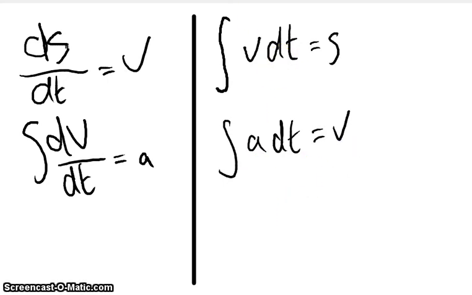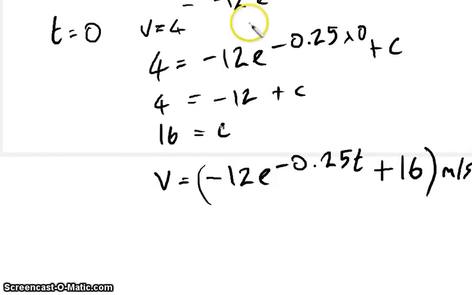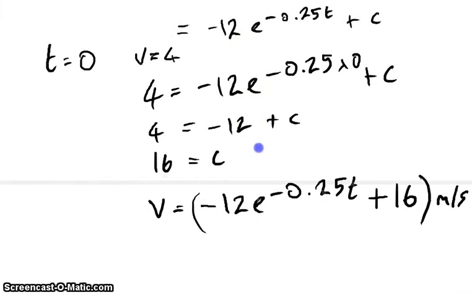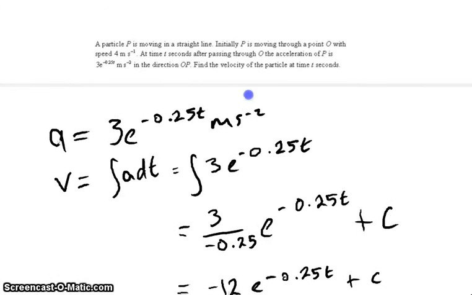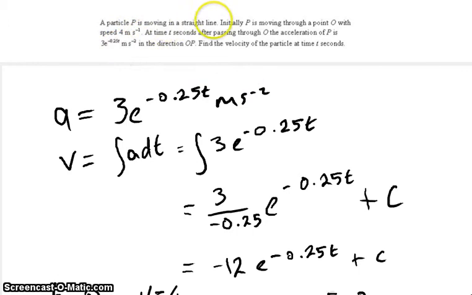So I'm going to start with a couple of examples that have been taken from the Heinemann textbook, and hopefully you'll see what I mean, see the pattern. So, question 1. Question 1 begins with a particle P is moving in a straight line. I'll let you read for yourselves. So, the acceleration is defined as 3e to the minus 0.25t meters per second squared. So, to get the velocity, we need to integrate with respect to t.